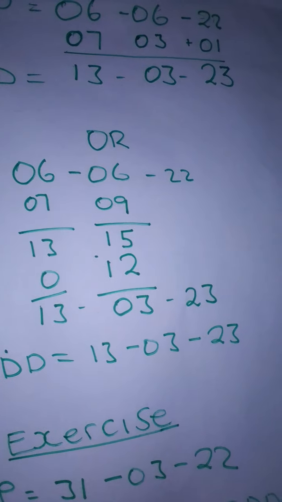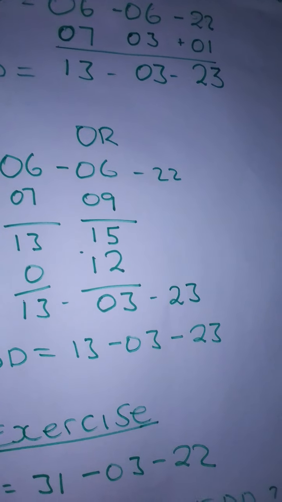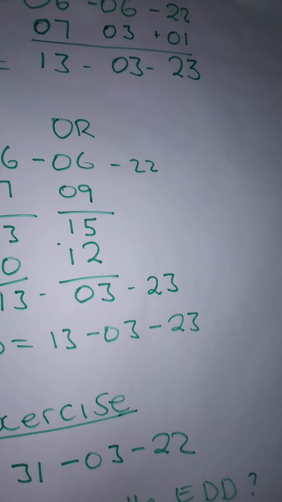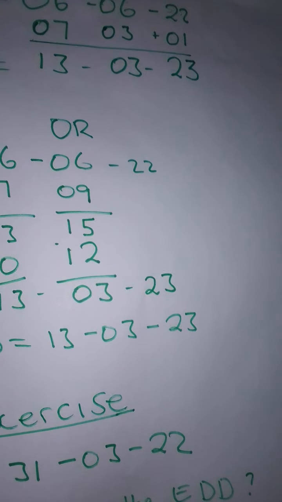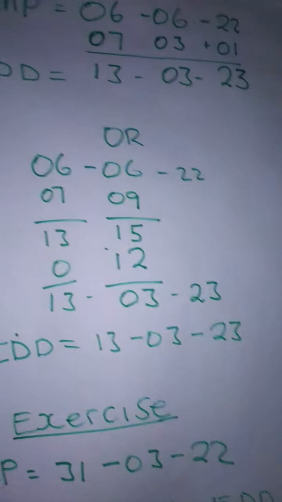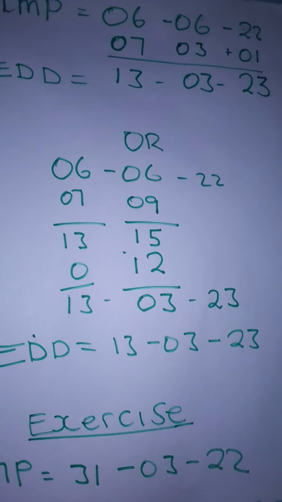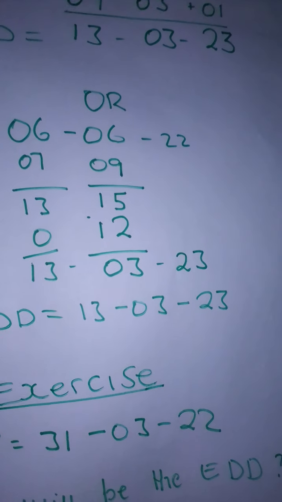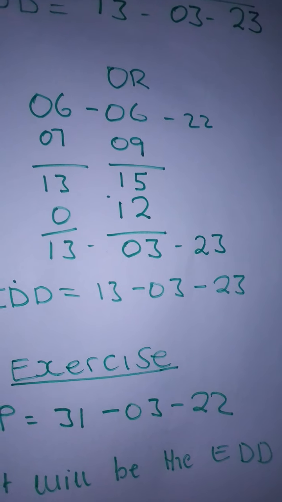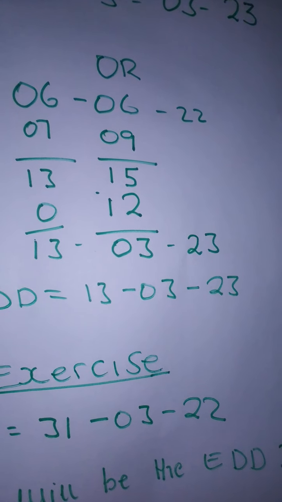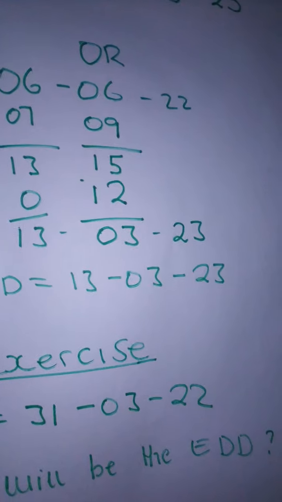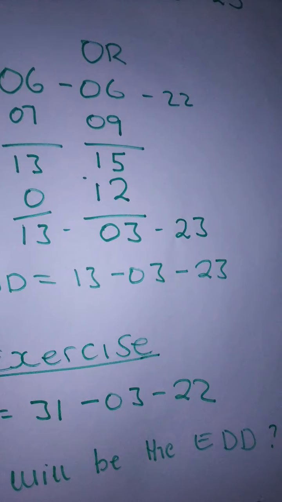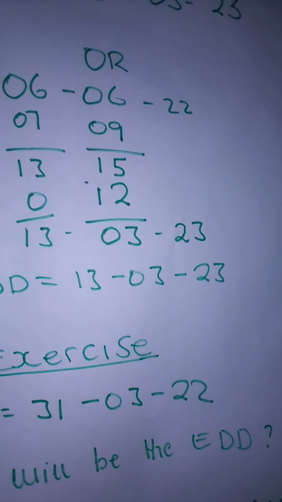So we are going to say 6 plus 7 is going to give us 13. 6 minus 3 is going to give us 3. 22 plus 1 is going to give us 23. So our expected date of delivery will be 13 March 2023. Or we can also use this formula: 6 June 2022. On the number of days, we'll add 7. On the number of months, we'll add 9.